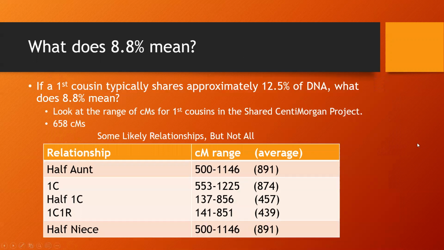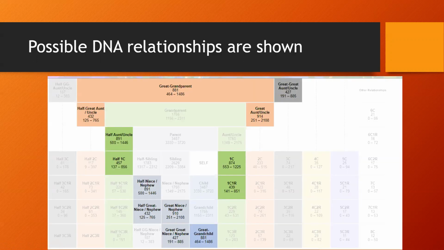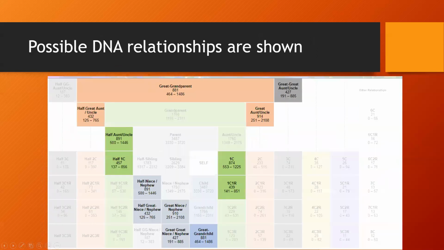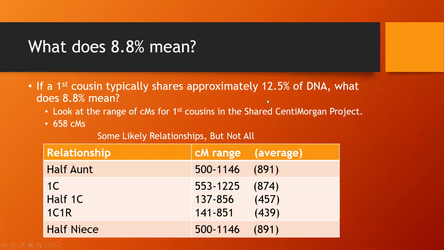So if a first cousin typically shares about 12.5% of DNA, what does the 8.8% mean, the percent of DNA shared? In case you missed it, I'll go back so you can see it. When I put in the amount of centimorgans, the tool generated this number as 8.8. So what does that mean if a typical first cousin is 12.5% and it's only an 8.8% match?